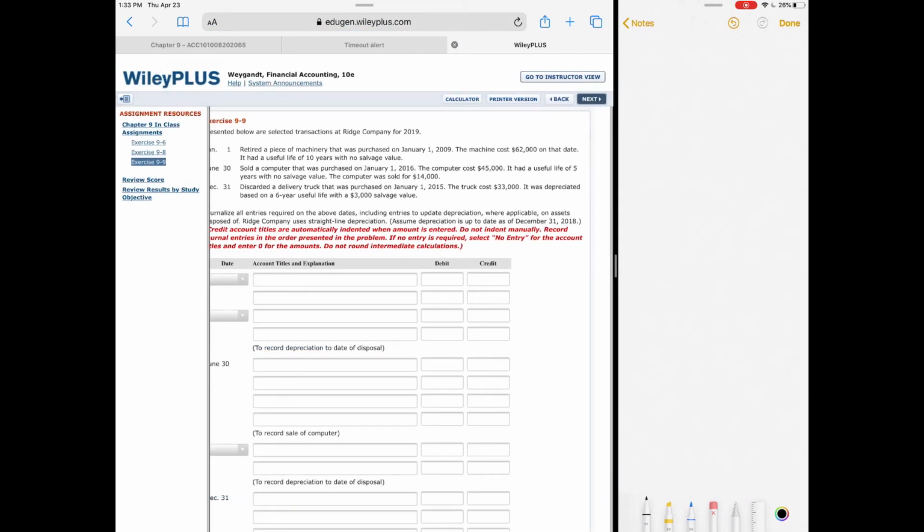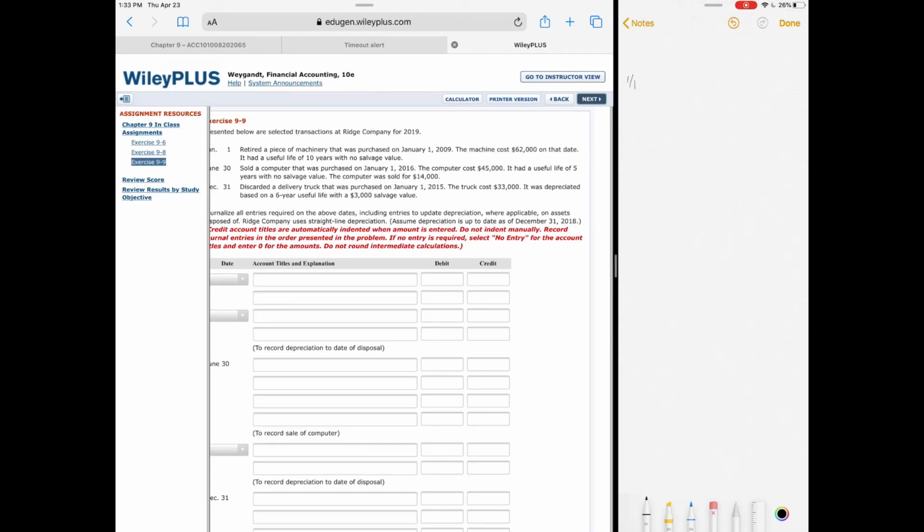Okay, this last problem is looking at the disposal of our assets and what those journal entries look like. So let me walk you through a couple of these dates here and show you how to dispose of an asset. The first one that's noted on January 1st says we retired a piece of equipment and we used that equipment completely. It was for 10 years. We've now used it the 10 years.